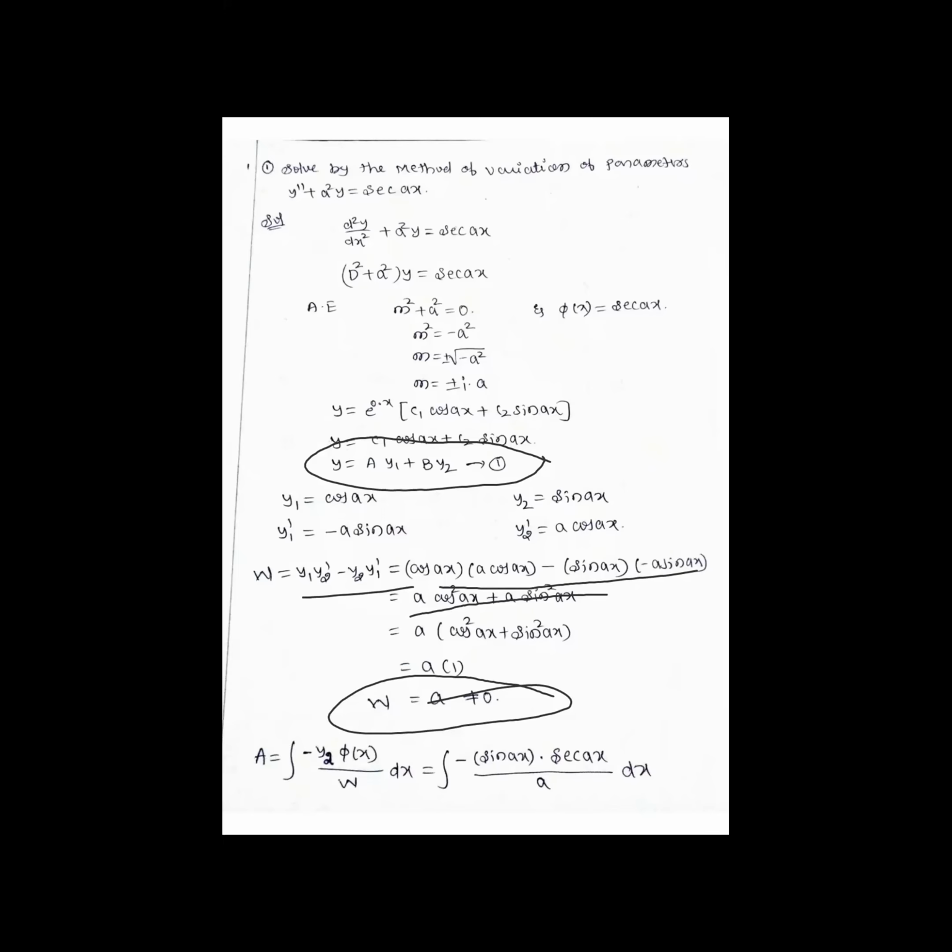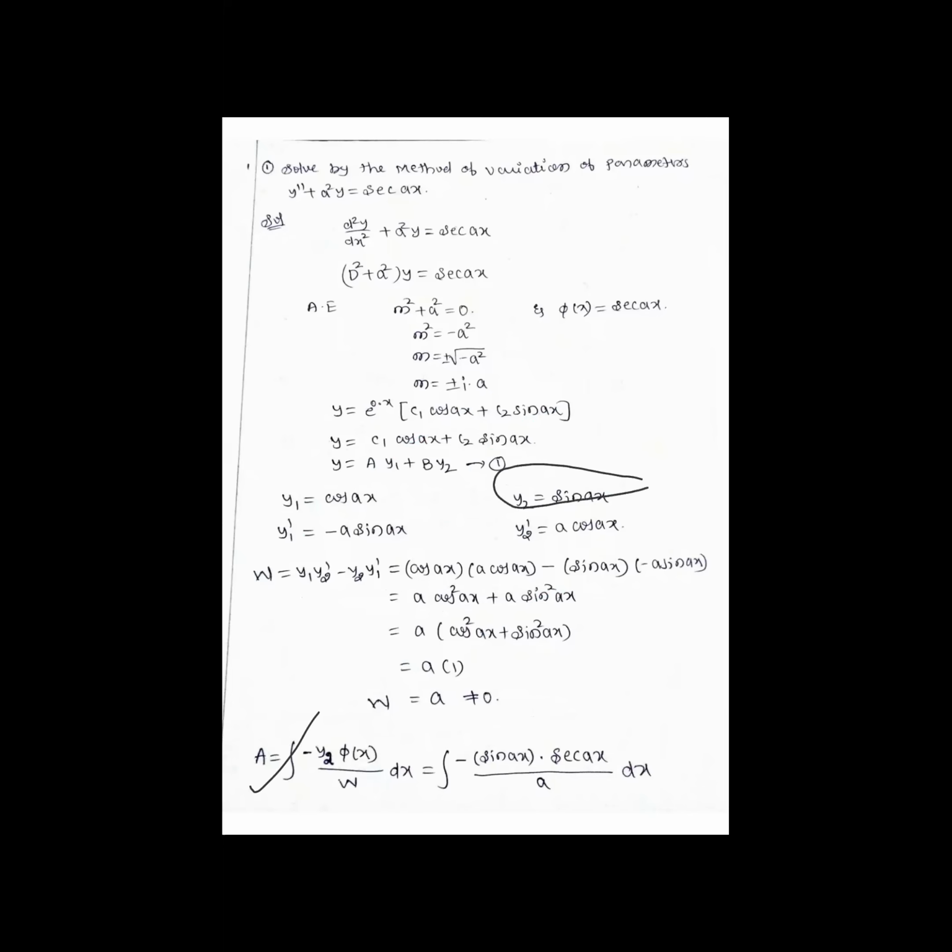So because of that, after getting W, I'll calculate A. What is the formula for A? It is integration of minus y2 times phi of x divided by W, into dx. This thing I cannot integrate directly, so I had to simplify it. See, minus 1 upon a is a constant quantity, we will take it outside.